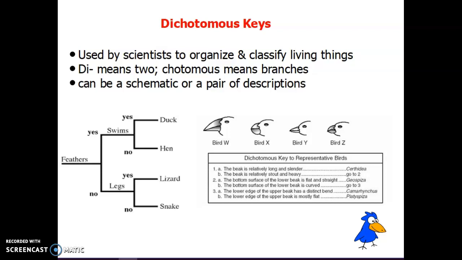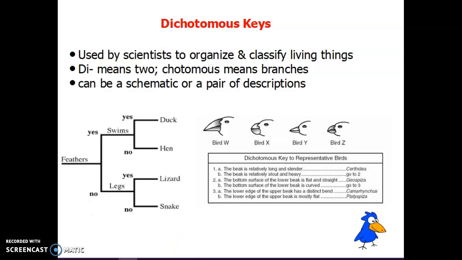Okay, so dichotomous actually means two branches. So that's where this one over here comes from. Notice this one's like a schematic. It starts with one group and then each time it divides into two. Kind of reminds me of a tournament bracket, except it's backwards.